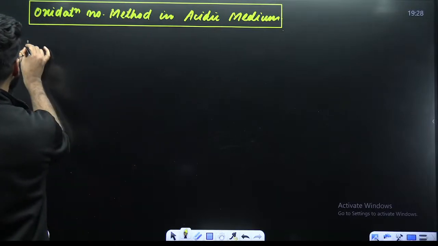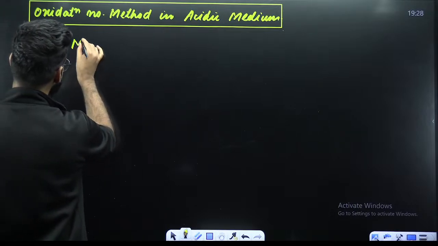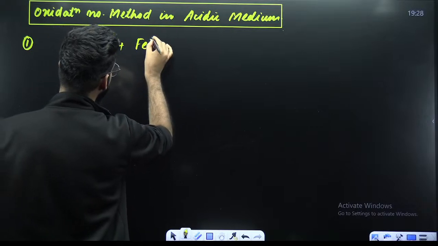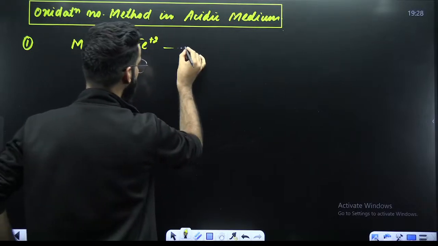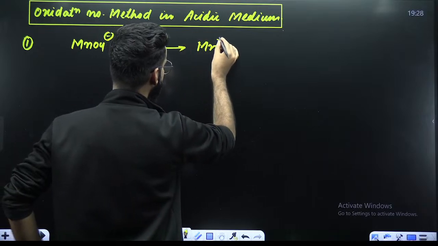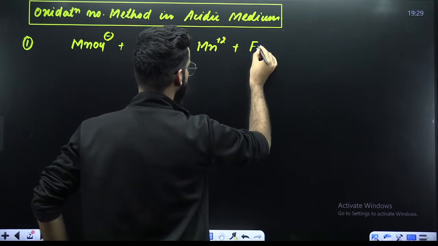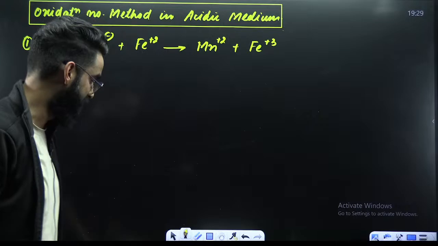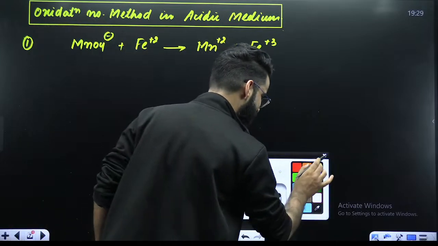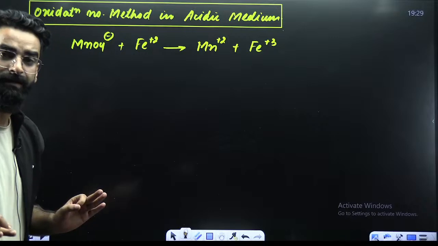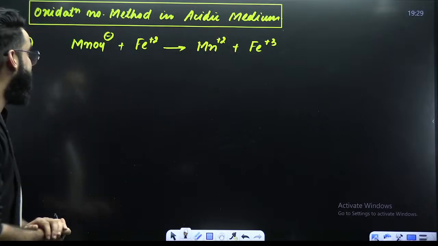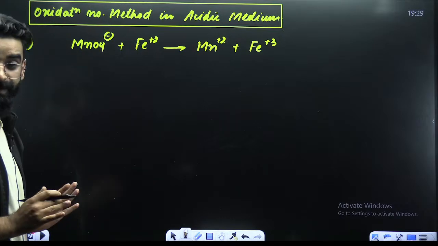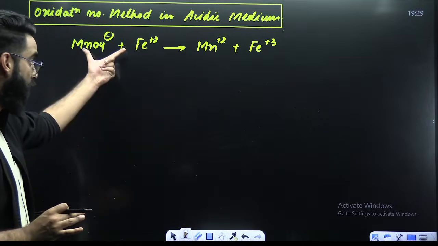For example, I'm taking the reaction over here. Let's say the reaction is MnO4 negative plus Fe di positive, and let's say it gives Mn di positive plus Fe tri positive. Let's say this reaction I need to balance in acidic medium with the help of oxidation number method. How exactly am I going to do it? Understand, people. The first thing I'll be doing is calculating the n factors of these reactants.